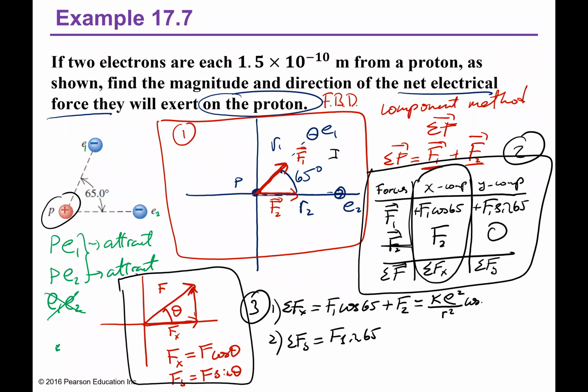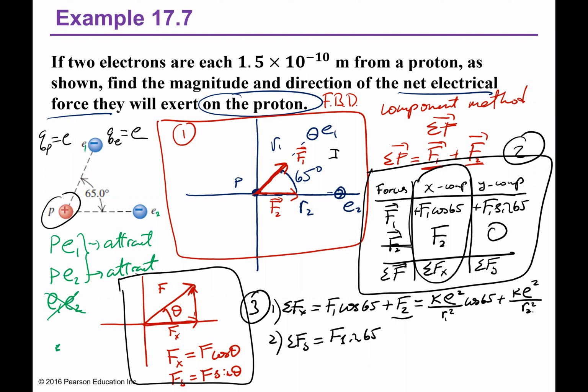But then also cosine of 65. Then plus F2. What is F2? It's the force between the proton and electron 2. So it's k times e proton, e electron. But again, I can just put this as e squared, because remember, if I'm doing Q for the proton it is e, and for the electron it is also e. The difference here is plus or minus, but because we're using absolute value, it's the same. And then this is divided by R2 squared.